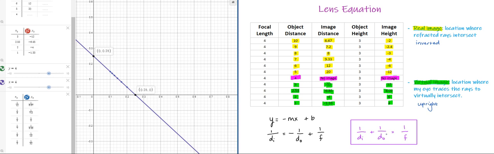We can also collect data and figure out the focal length of a lens based on the object and image distances that we have. I think it's also a very cool linearization that the two asymptotes are the same as the two intercepts when we do the linearization. So I hope that helped make a little bit more sense of the lens equation, and we'll take a look at some other things in the following video.